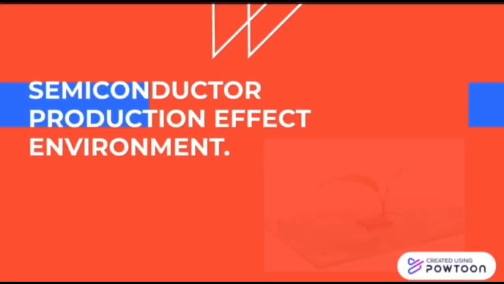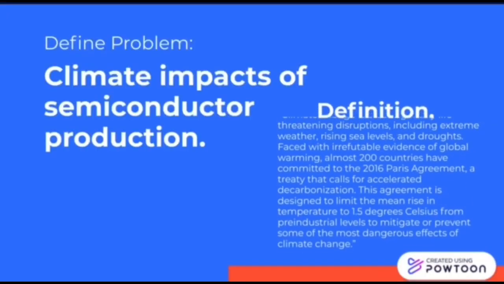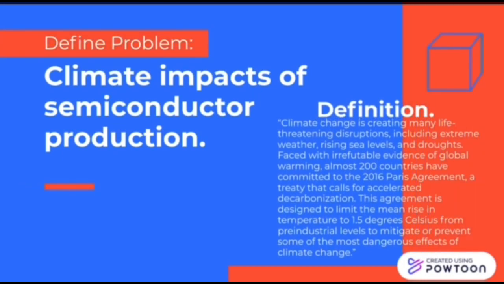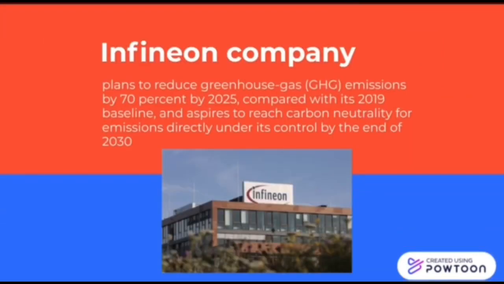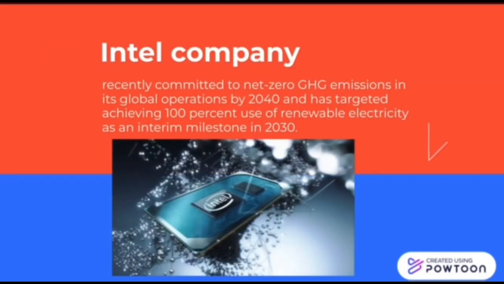Hi, I'm Ainur. Semiconductor production affects the environment. Firstly, it's about climate impacts of semiconductor production. Definition: climate change is creating many life-threatening disruptions, including extreme weather, rising sea levels, and droughts. This is about Infineon Company, which plans to reduce greenhouse gas emissions by 70% by 2025 compared with 2019. Next, Intel Company recently committed to net zero greenhouse gas emissions in its global operations by 2040 and has targeted achieving 100%.